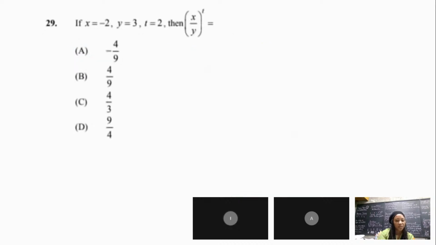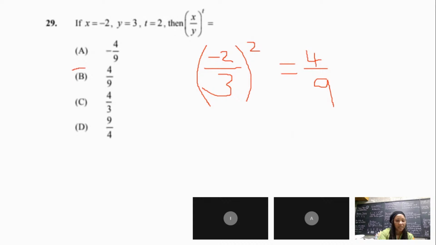All right, so here's a substitution problem. If x is negative 2 and y is 3 and t is 2. So we're going to put those values where we see these letters here. So if we square the negative 2, we get 4. And if we square the 3, we get 9. So that's B. You notice there's a lot of B's. Lots of bees tonight. So we have lots of honey.